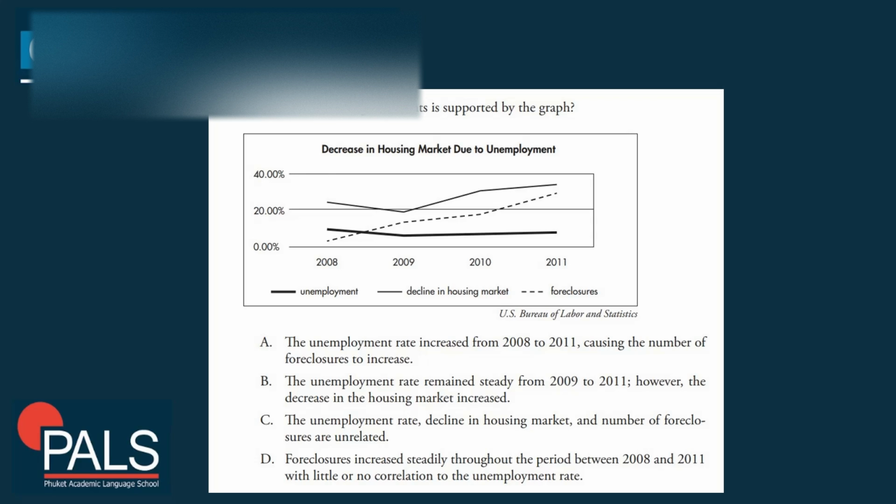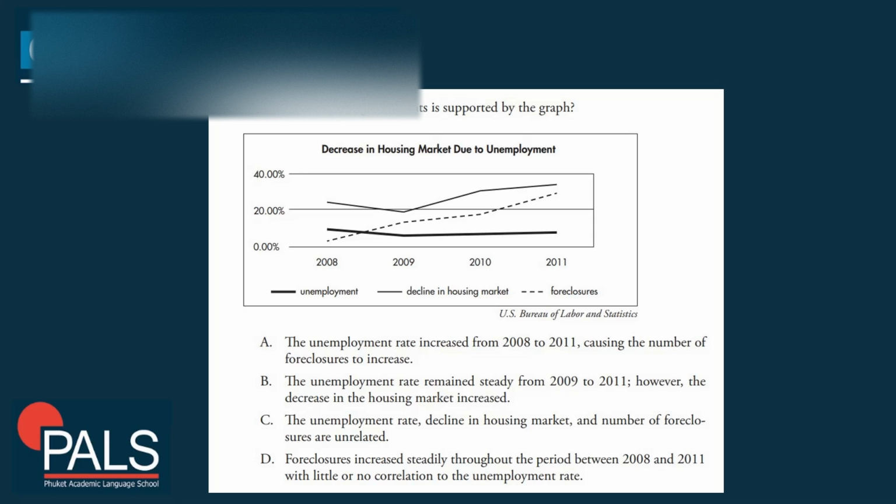Okay, I think you've had enough time to go through it. The correct answer is D. Foreclosures increased steadily throughout the period between 2008 and 2011 with little or no correlation to the unemployment rate. To get this, we really have to understand the term correlation.